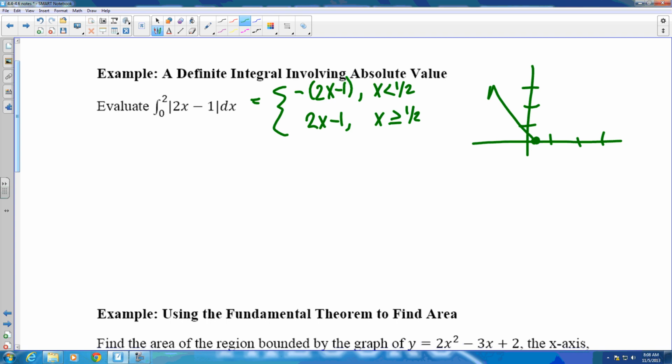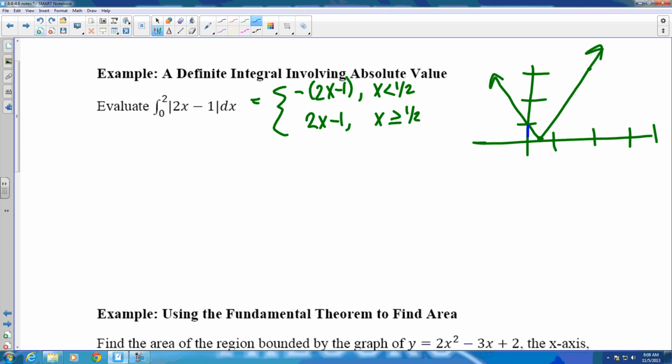Oops, that's not very good. A little more accurate. Starting at 1/2. There we go. And at 2, it should be at 3. So just be careful there. There we go. And we are looking at the area from 0 to 2, which will make us these two triangles.